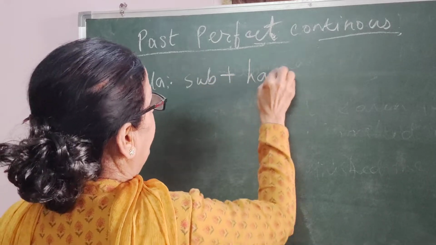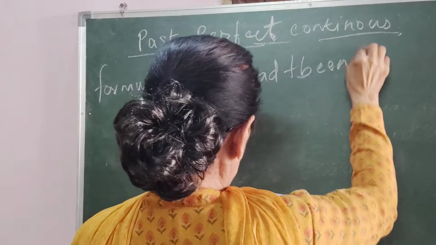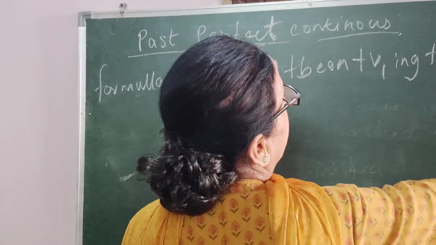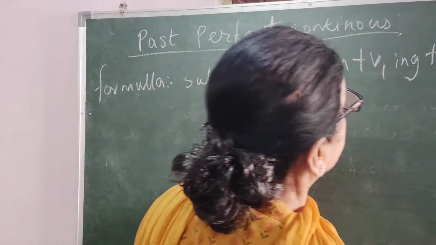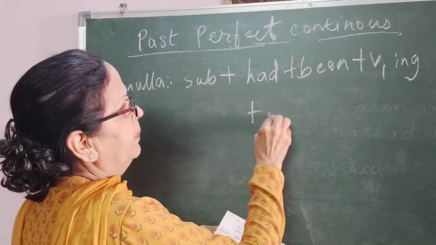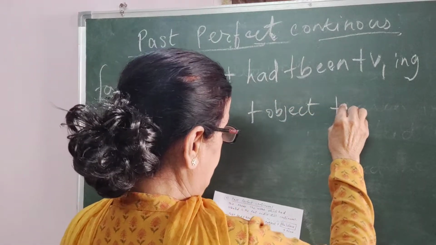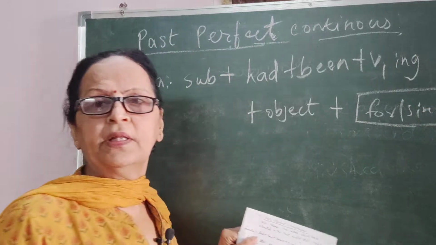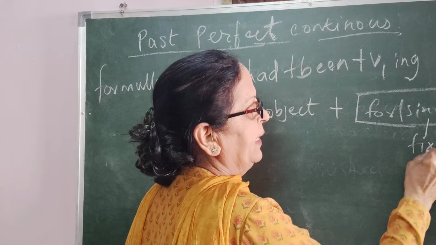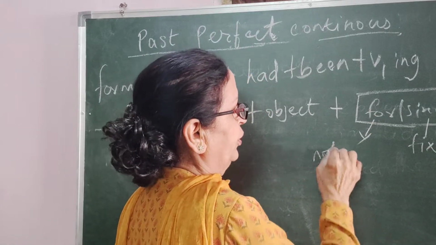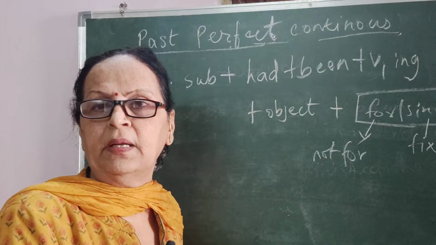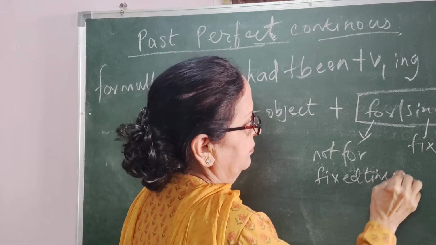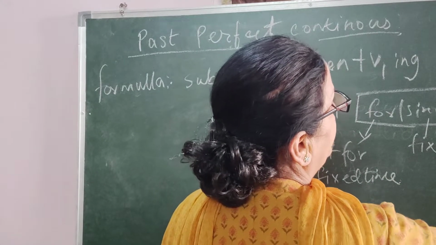Subject plus had plus been plus verb की first form with ing plus object plus after the object you have got option for or since. I had described it in the present tense. Since is used for the fixed time and for is used not for the fixed time. This you have to remember every time. If you forget, move on to my previous video. Not for fixed time or fixed period, and at the end will be your time.